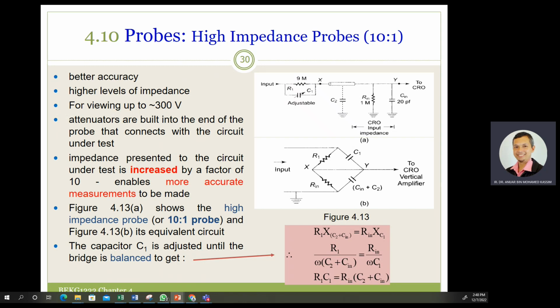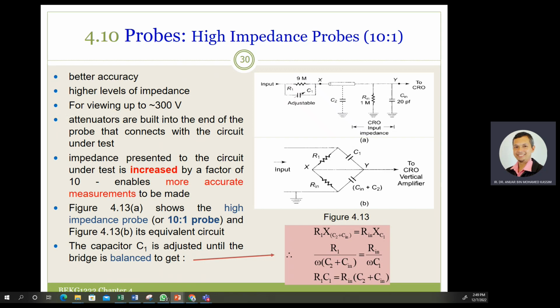For the high impedance probes, for example the 10 times over 1 ratio probe specification, it has better accuracy while having higher levels of impedance. At the input, we can get an adjustable capacitor in order to get a better signal and better accuracy. For viewing up to 200 volts, we can use the high impedance probes, and transistors are built into the end of the probes that connect with the circuit under test. The impedance presented to the circuit under test is increased by a factor of 10, and more accurate measurements can be made by using these high impedance probes.